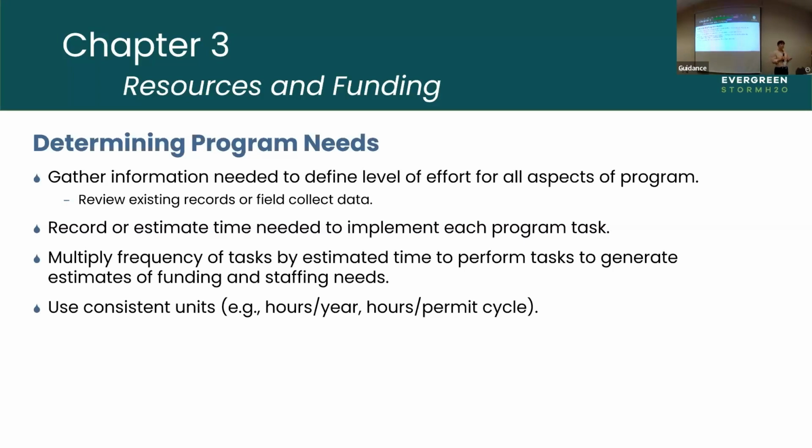We want to draw from records or estimates of time needed to implement each program task. And then once you have those records or estimates, those can be multiplied by frequency. So you can get an estimated time to perform the tasks to generate estimates of funding and staffing needs. One thing that we've found is recommended is to use consistent units when you're doing these calculations, or pick a specific basis, like on a yearly basis or a permit cycle, just to make those calculations easier.